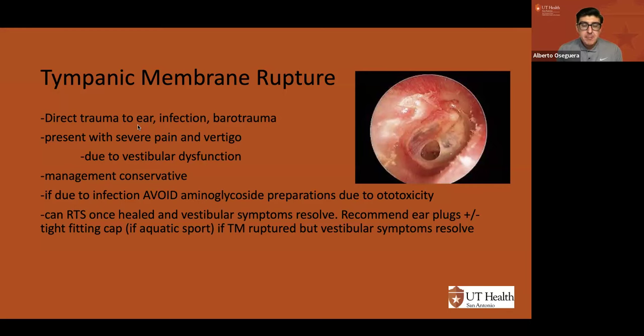If the perforation is due to an infection, it'll be super important to avoid any aminoglycoside preparations, just due to the ototoxicity that can occur from those types of antibiotics. So neomycin polymyxin B is a very common otic antibiotic that's used for ear infections. If you can't rule out a tympanic membrane perforation, then it'll be important to avoid that.